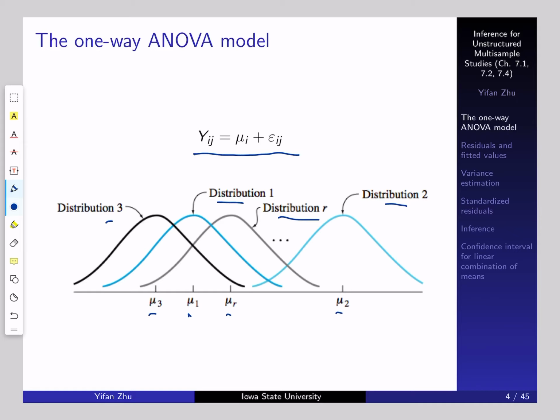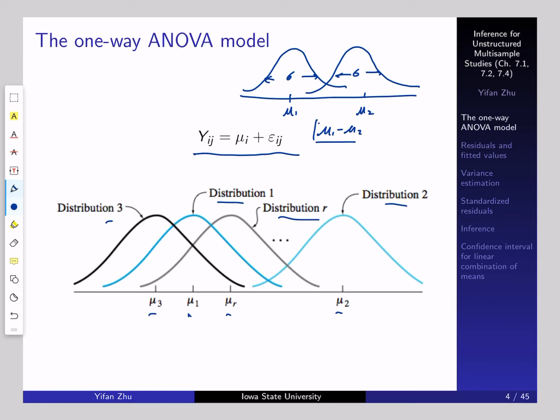And remember, in the two-sample inference model, we also have the same graph. We have mu 1 and mu 2. These are the means for the two populations in the two-sample inference. We assume that they have the same variance, and we do the inference for mu 1 minus mu 2. This is the thing we did before.